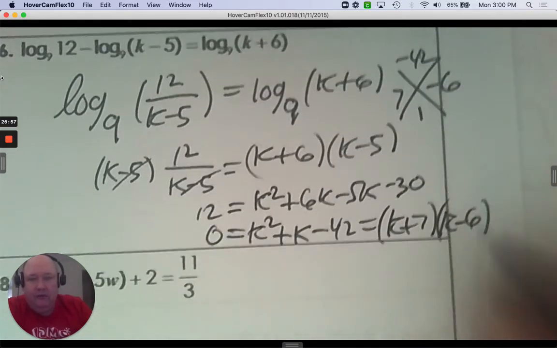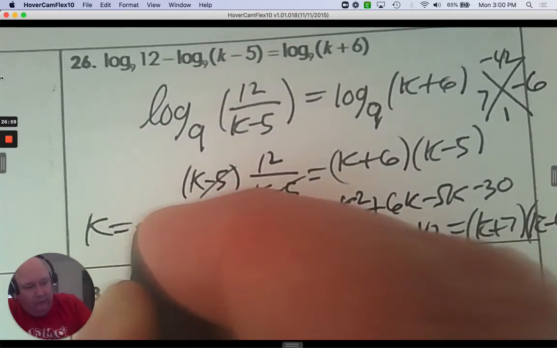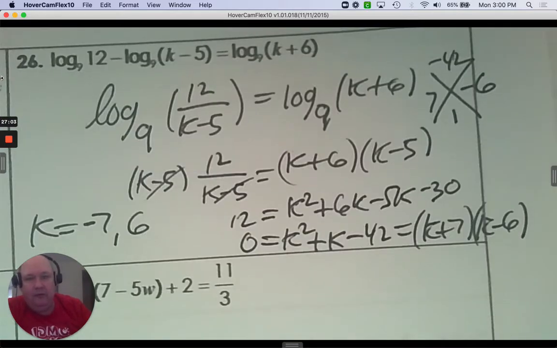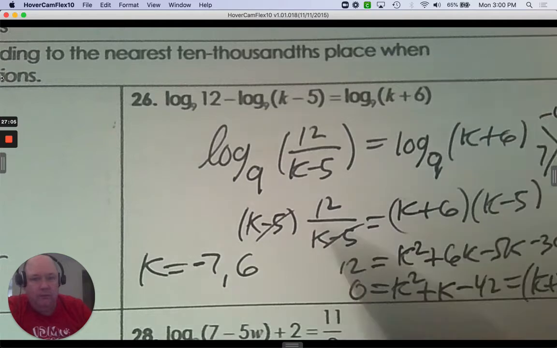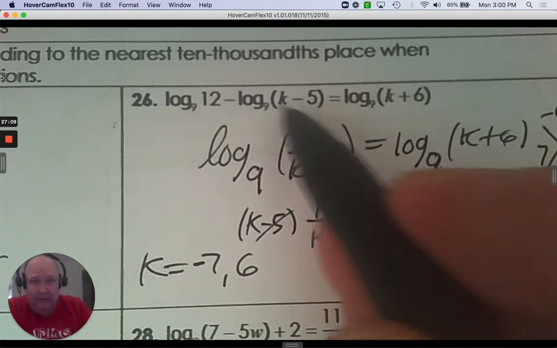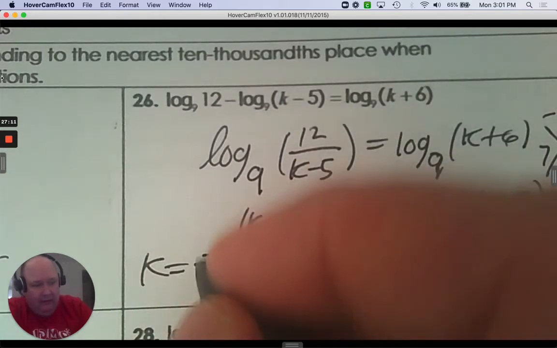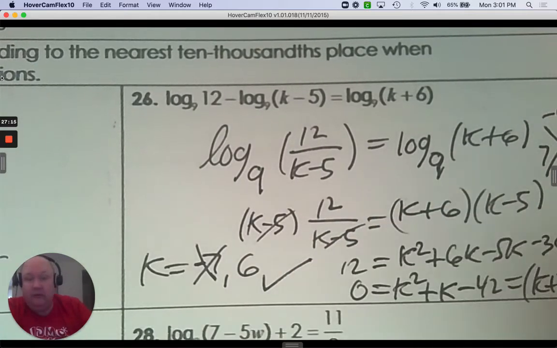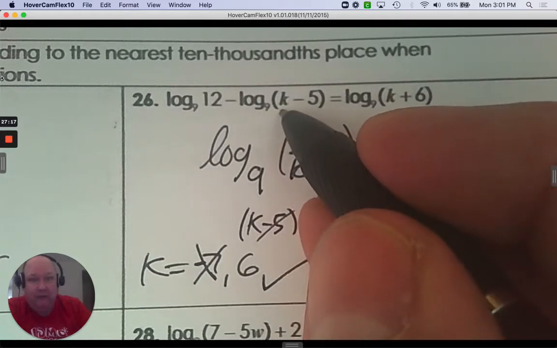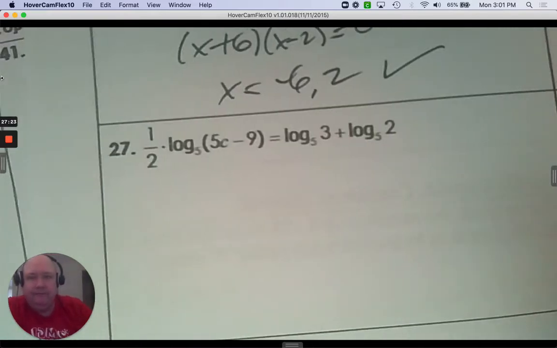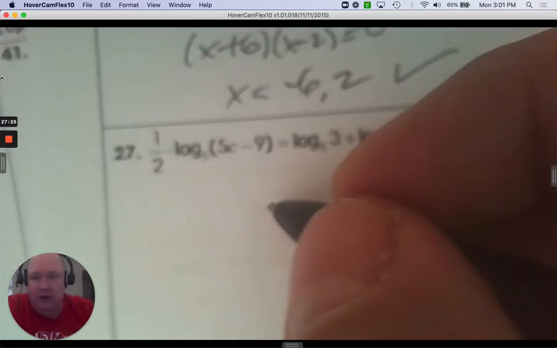And then each factor has a solution. So the first factor, the answer is negative 7, and the second answer, it's positive 6. Negative 7, when you plug it back into the logarithm, gives you a negative number inside the logarithm. That's a restriction. So negative 7 is called extraneous. Positive 6 is a good solution. When you plug positive 6, it gives you a positive number inside the logarithm. Done. Number 27. Write this as one logarithm.